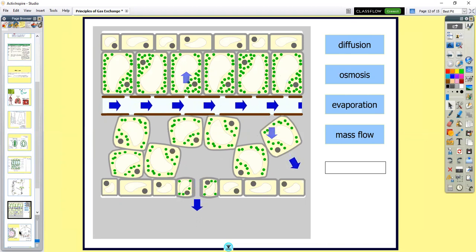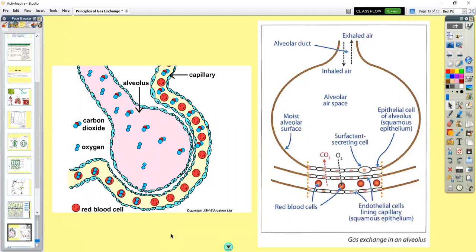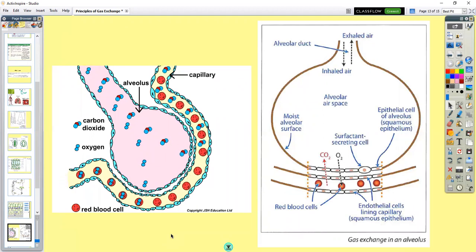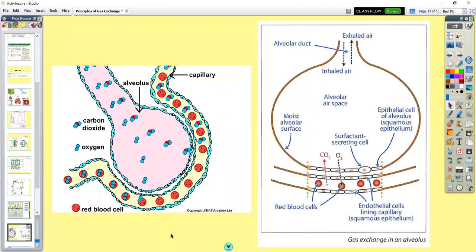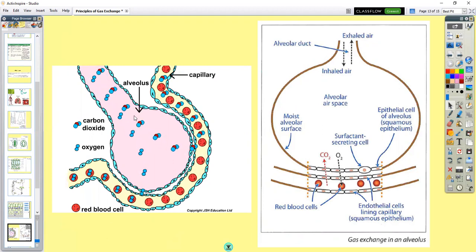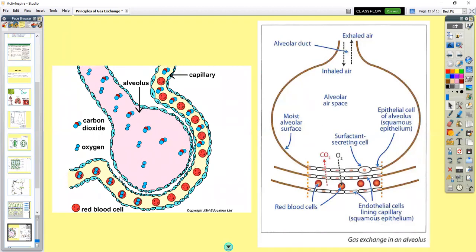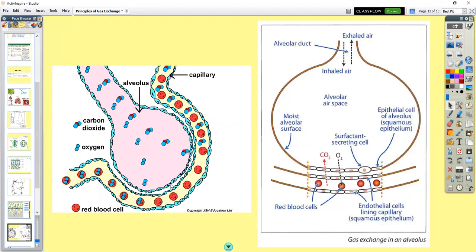Then they go on and talk about gas exchange in mammals. Really here we're looking at the respiratory system and the breathing system. For that, you can see on the left here just the alveoli. So one alveolus. They're a single layer of cells, one cell thick, so a short distance.